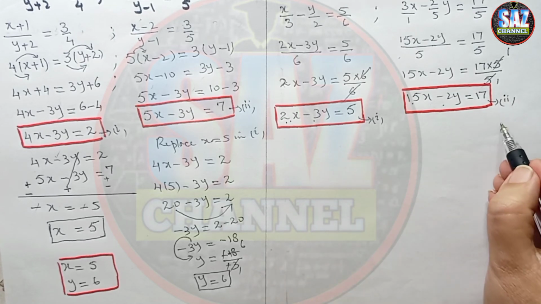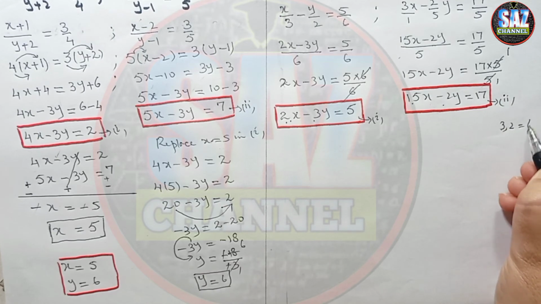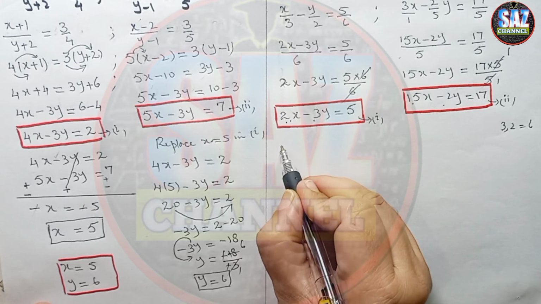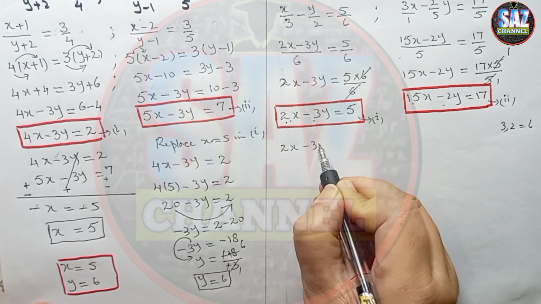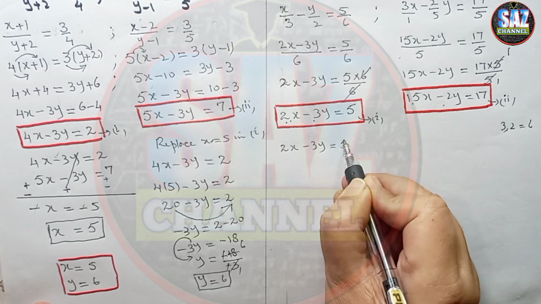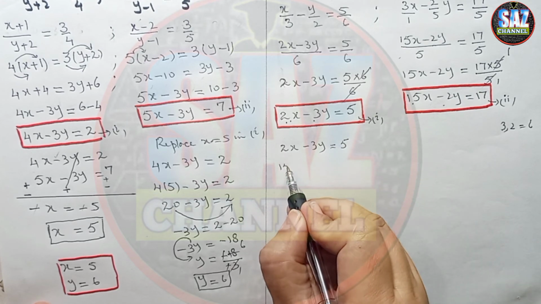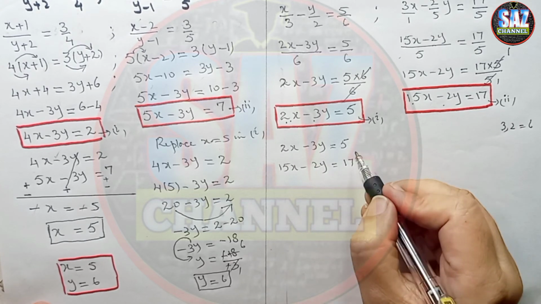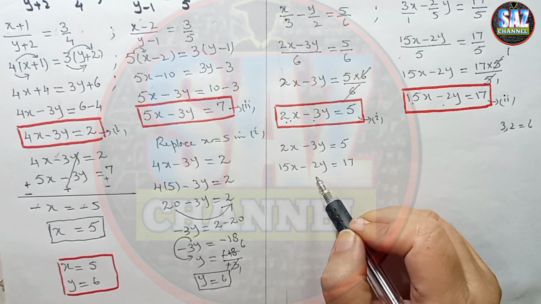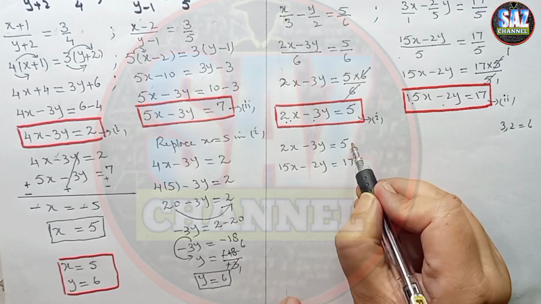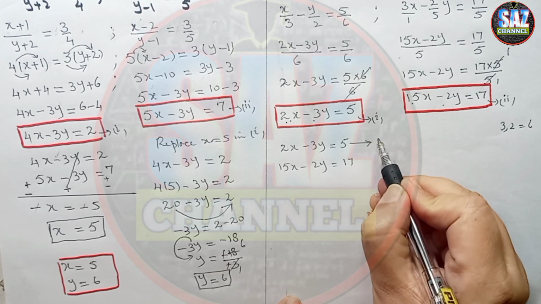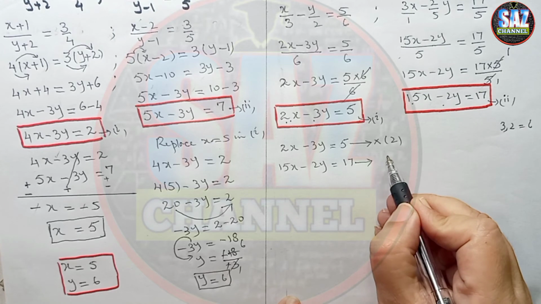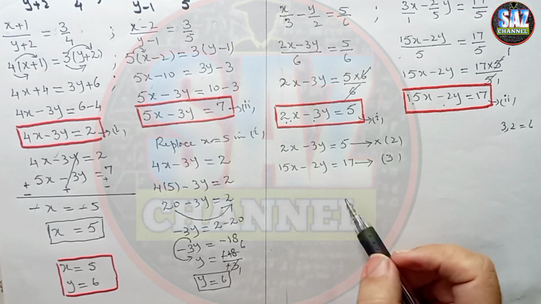The LCM of 3 and 2 is 6. So first, let me write both the equations together. 2x minus 3y equals 5, and this is 15x minus 2y equals 17. So in order to make the LCM, here we have the coefficient 3. So I will be multiplying this equation by 2, and for this equation I will multiply it by 3 to balance the coefficients.